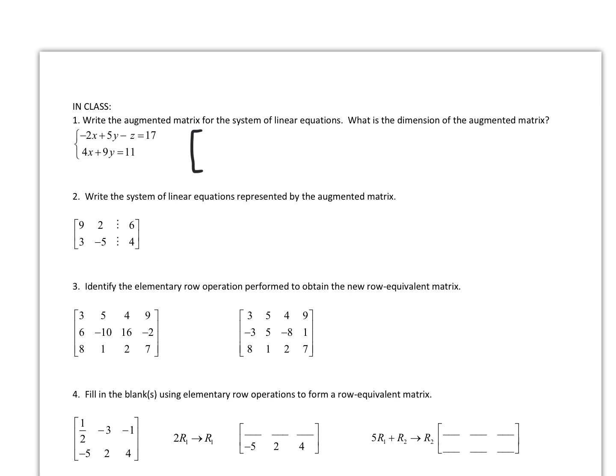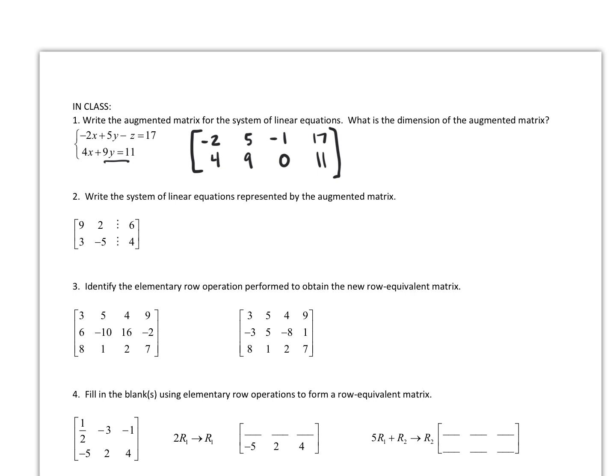What I want to make sure is I line up my x's and y's and z's and equal signs and everything. So when I stack them, it's x above x, y above y. So I have -2, 5, -1, and 17. That's that first equation. All I did was take out the variables. Then I do 4, 9, but there's no z in this equation, so I would put a 0 as a placeholder for z. And then equal sign is 11.